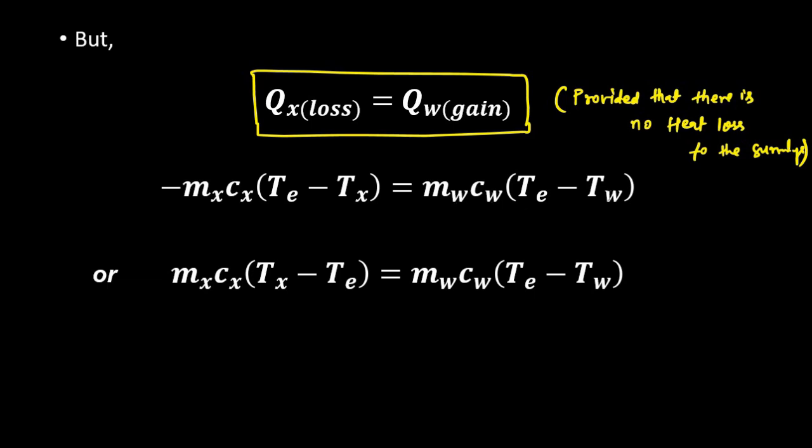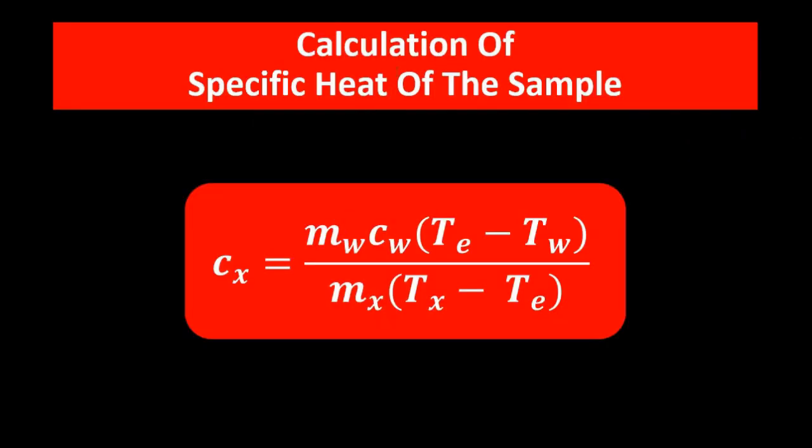is equal to mw cw (Te minus Tw). Taking this minus sign and multiplying it with this bracket inside, we have mx cx (Tx minus Te). Here it was Te minus Tx, here it is Tx minus Te. Now we have the specific heat of the sample, Cx, is equal to mw cw (Te minus Tw) divided by mx (Tx minus Te). This is the standard expression.